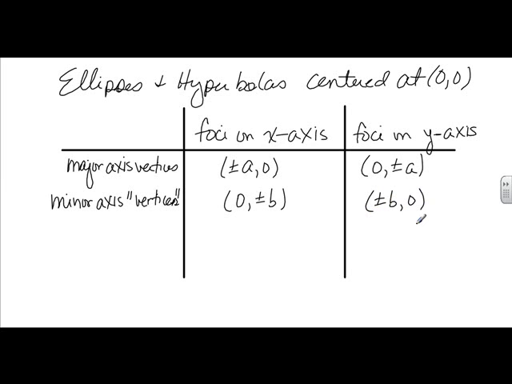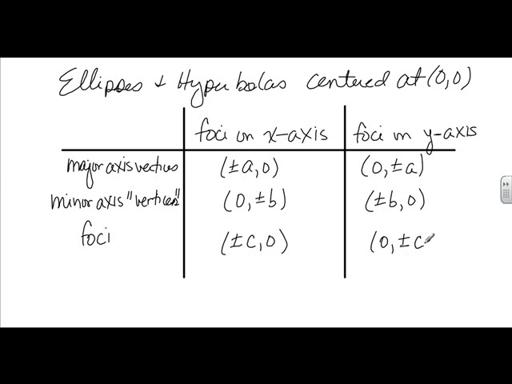Foci are on the same axis as the vertices, and they are c units away. So plus or minus c, 0 if they are on the x-axis, and 0, positive or negative c if they're on the y-axis.